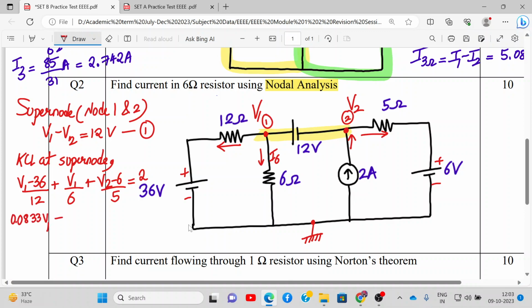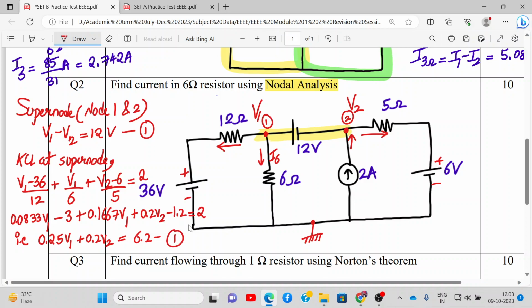0.0833 times V1. 36 upon 12 is 3. 1 upon 6 is 0.1667 times V1. 1 upon 5 is 0.2. So that will be 0.2 V2 minus 1.2. 6 upon 5 is 1.2, equal to 12. Now if we rearrange it, you will get 0.25 V1 plus 0.2 V2 is equal to 6.2.